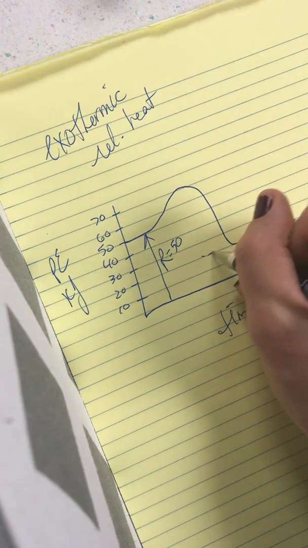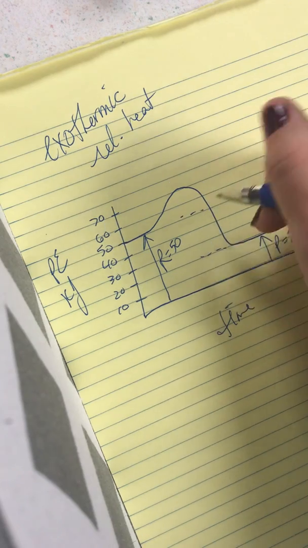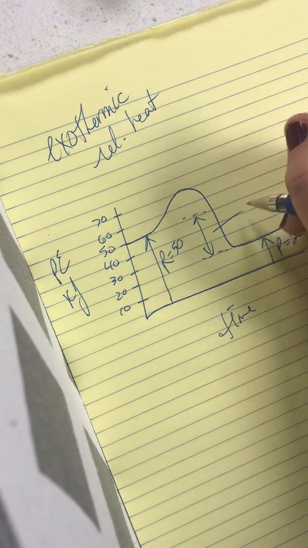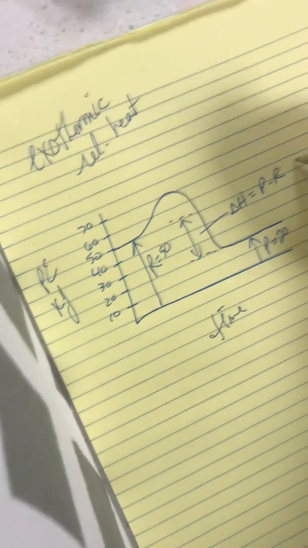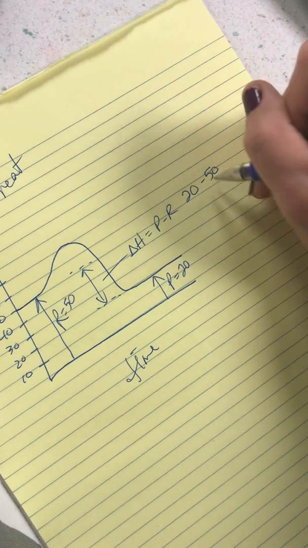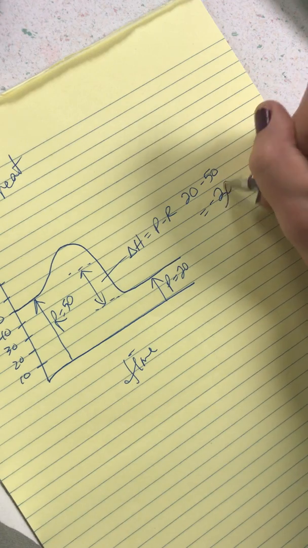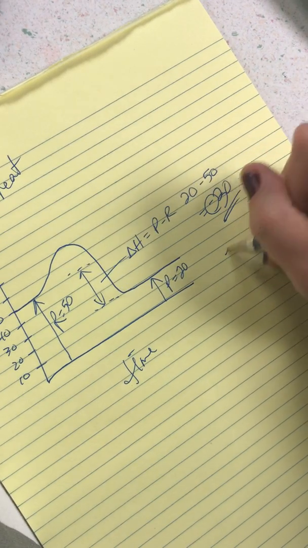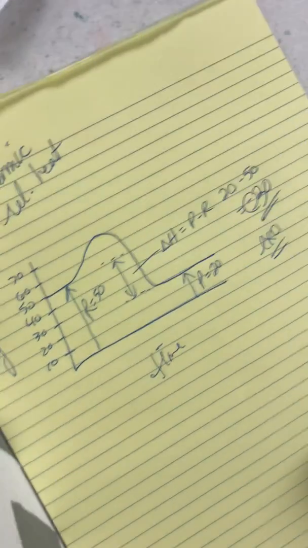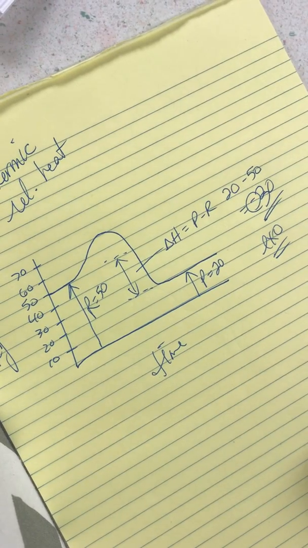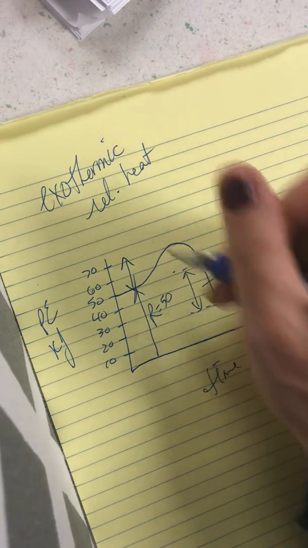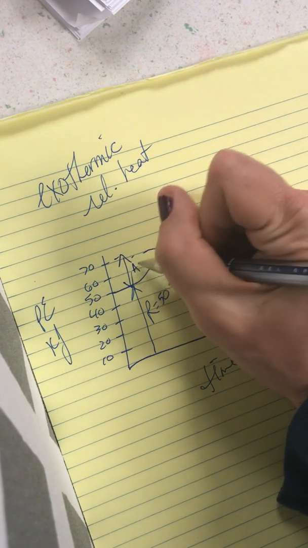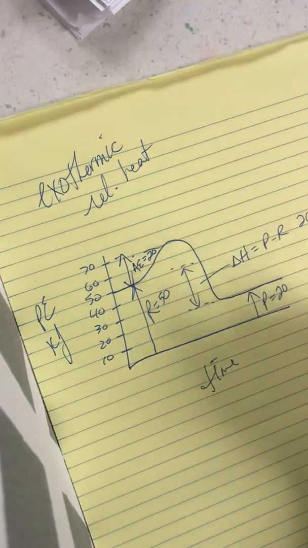The difference between where I end and where I started, that's my delta H. So 20 minus 50 is equal to negative 30. Negative tells me that this is an exothermic reaction. This is releasing heat. All right, my activation energy is how much I need to get to the top. So my activation energy here is 20.